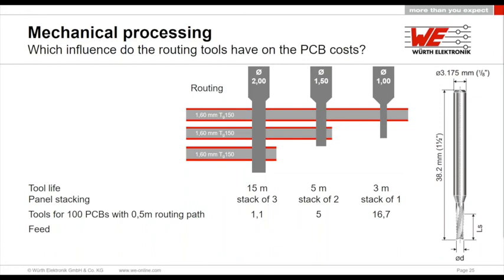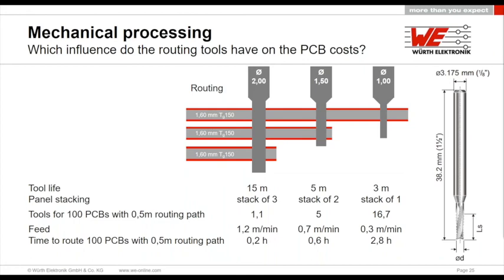The feed is different, so how fast can we route through the material? It's significantly different. And this combination, so the stacking, different tool lives, and different feed of the routing tools creates different times for the manufacturing. Here, again as an example, what time does it take to produce 100 PCBs with a 0.5 millimeter routing path? If we can do the stacking, if we have thick diameters, it's rather easy. It's 0.2 hours, so it's rather quick. The time increases the smaller the routing tool gets.